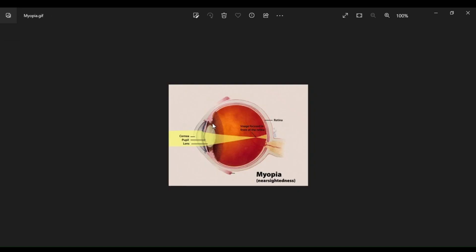Here's another example, light coming from the left, focusing in front of the retina. This is what would normally happen if the light comes into focus and there's nothing there. It continues out of focus. The light diverges. By the time it hits the retina, you have out of focus information.